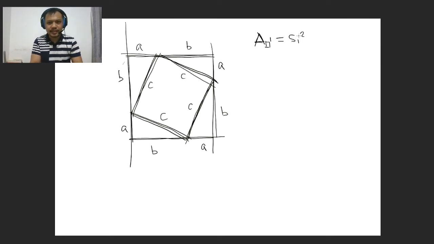Now, s1 squared. So what we have to do is look for s1, because s sub 1 is our length. Now, how do we find the length of this square? Well, it's simple, a plus b. Meaning that in this particular instance, we have to add a plus b, then we can square it. Okay? So the area of square 1 is (a plus b) squared.